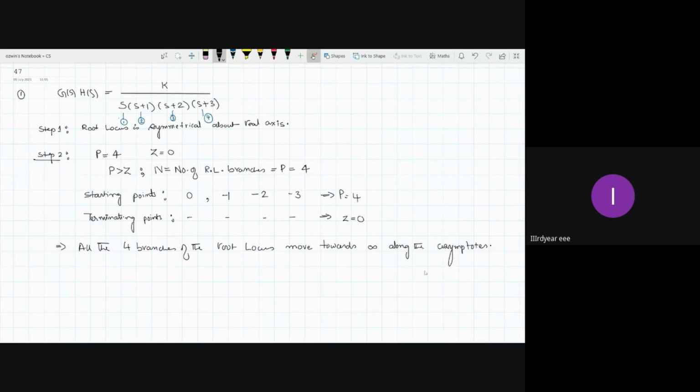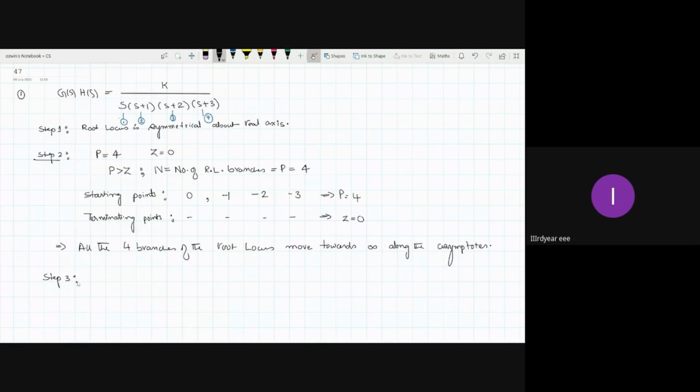You need to take the help of the asymptotes to project all the branches of the root locus moving towards infinity. Why do they move towards infinity? Can anyone tell me? Because there are no terminating points. This pole has no terminating point, and so the other poles as well. There are no zeros, so all the branches of the root locus will move towards infinity. That's the understanding of step 2.